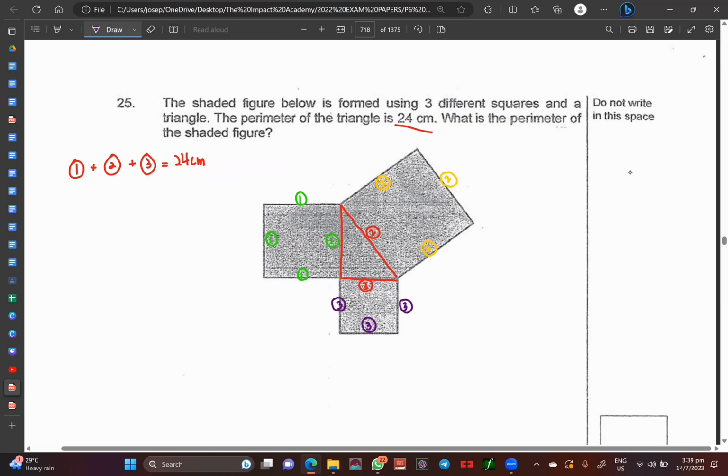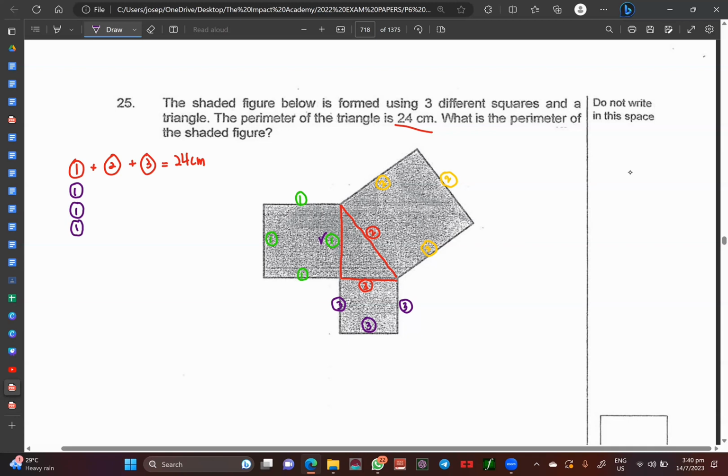Okay, so the only way for you to solve this question is if you were to think in terms of sets, in terms of groups. Okay, so let's talk about this. You see, 1 plus 2 plus 3 is equals to 24, correct or not? Now, how many more 1s do I have? Because this 1 is already included in the 24, right? So how many more 1s do I have? 3 more 1s.